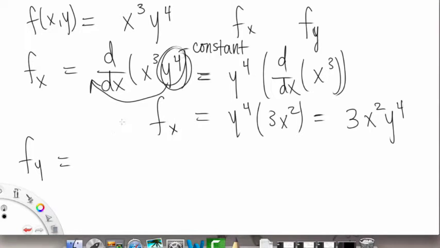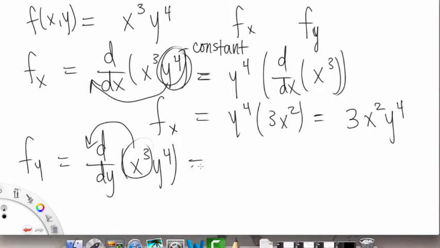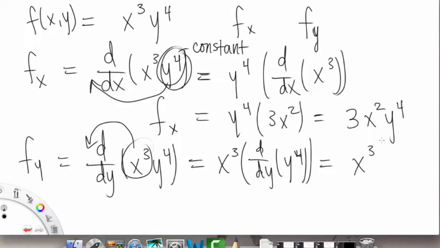Okay? Alright, so now let's compute the f sub y. So this is the same thing. This is the partial derivative with respect to y. So that means y is our variable and x is the constant. So this would be d dy of the same thing, x cubed y to the fourth. Okay, so now we're treating x as a constant, so we can pull that guy out in front. So this will be x to the third times d dy of y to the fourth. Okay, so that's what we have now. And then when we use the power rule, we just get x to the third times 4y cubed.